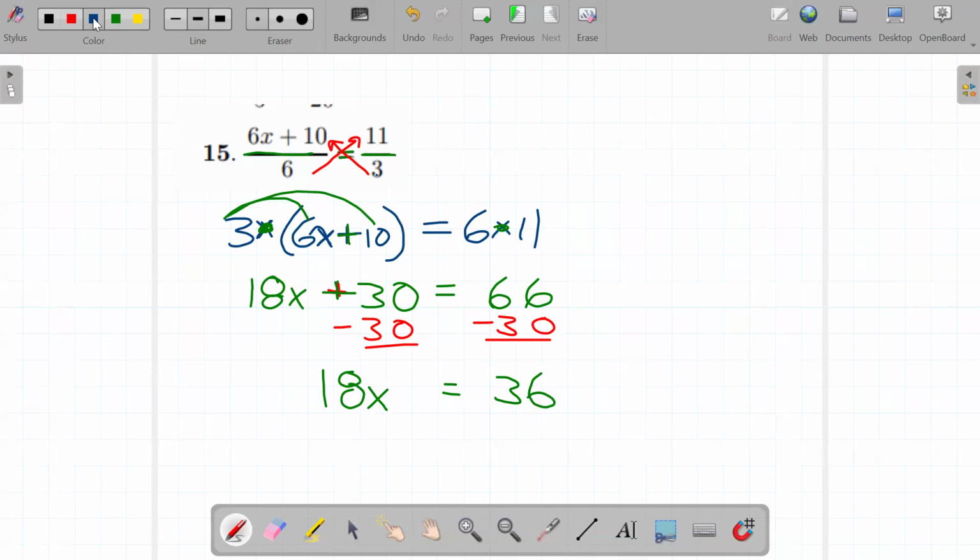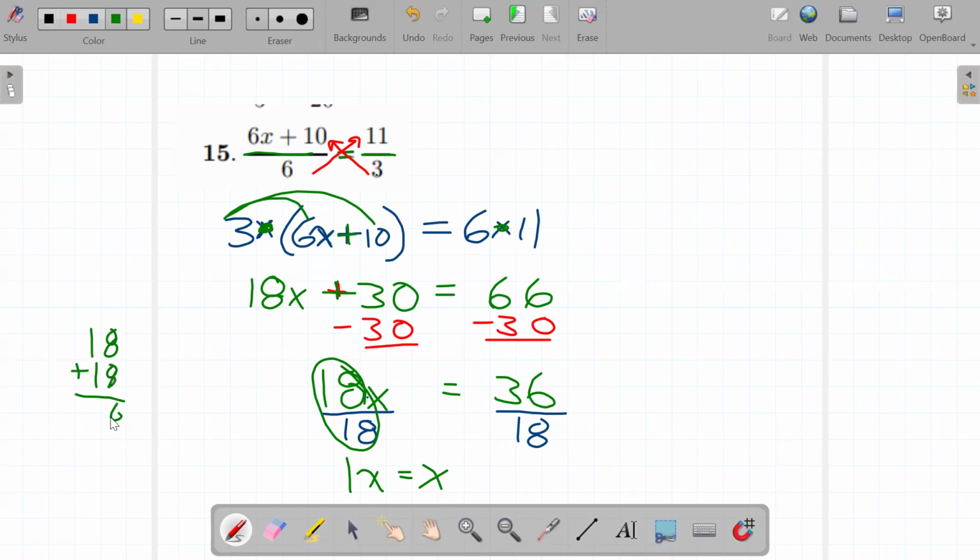Sometimes I look at that and say, oh, 2 times 18 is 36. But most of the time I have to do a division to get rid of the 18 times. And the point of doing that division is a number divided by itself is 1. 1x could be just called x. And on the other side, pretty sure 18 goes into 36 twice. 18, 18, 6, carry the 1. Yep. So that right side simplifies to 2. So I think x equals 2 here.